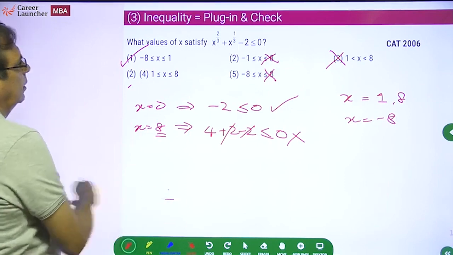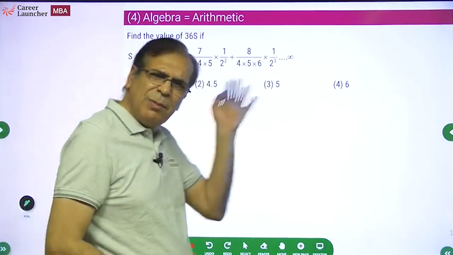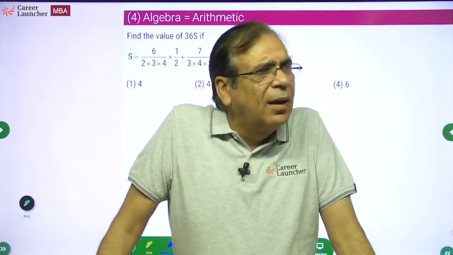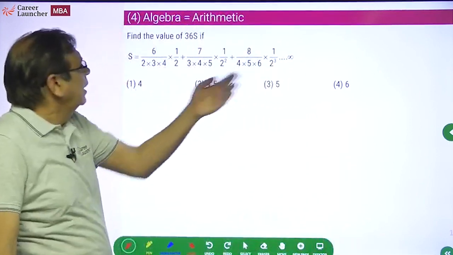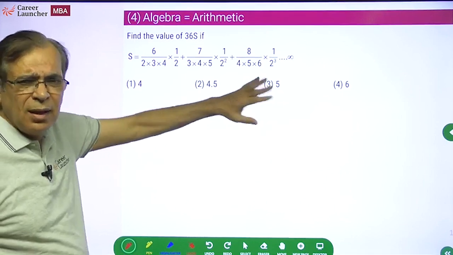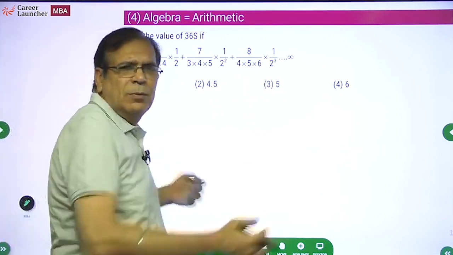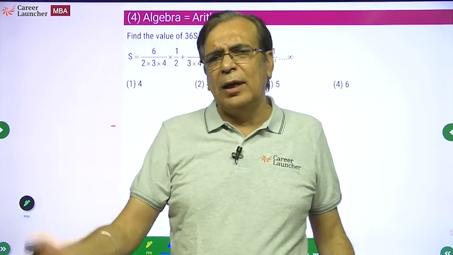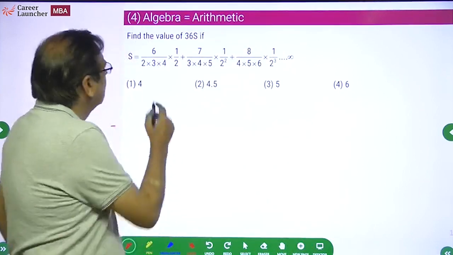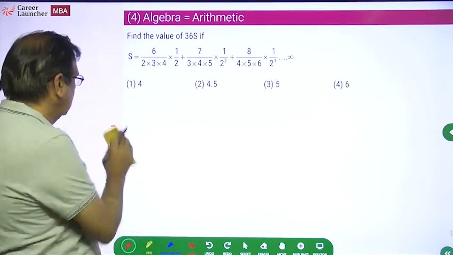Okay. Next question. This algebra is going on. This is the kind of thing that troubles people. And inequalities in, let's say, what is it called? Infinite series. But again, there are choices. What will we do? Add a few terms. So rather than solving the inequality, please add a few terms and get the answer. I'll explain how. Okay. Let us look at the terms.